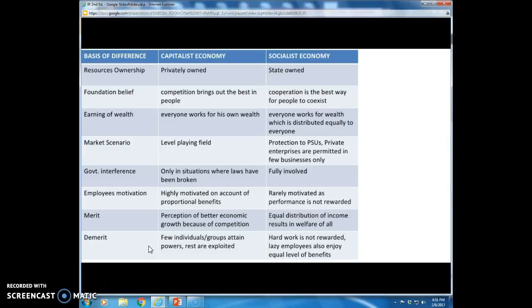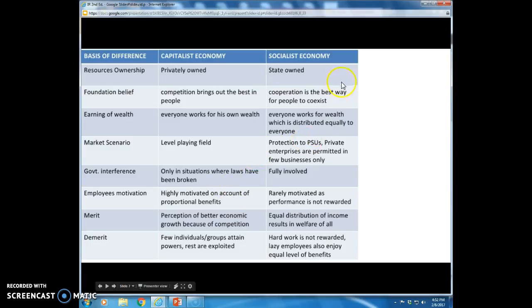All right, here's a good chart to kind of separate the two. I didn't really put this on your Cornell sheet, but I suggest you take this in your notes, or make sure you notice the difference between the two, with a little bit of review from last year when you were in economics. Under capitalism, you have private ownership, and they believe competition brings out the best of people and the businesses. Also that competition would give you good prices. Everyone works for his own wealth. And the government doesn't interfere much, only in situations where laws have been broken.